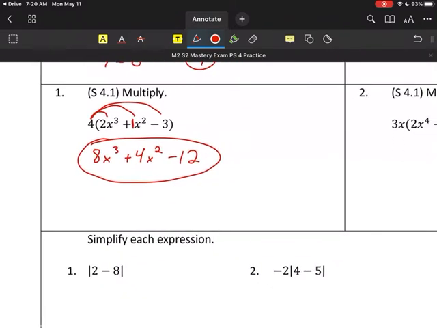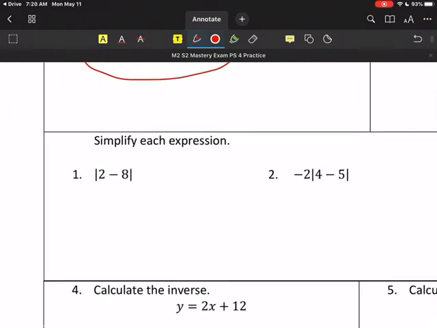All right? So number 2 is just like that. This was the absolute value. Remember, absolute value, once you get it down to one number inside the bars, these are the absolute value bars, it turns positive, okay? So we have to treat them like parentheses, get it down to one number, and then it'll become positive, okay? So 2 minus 8 is negative 6. Now I have one number, and negative 6 in absolute value bars becomes positive 6, okay?